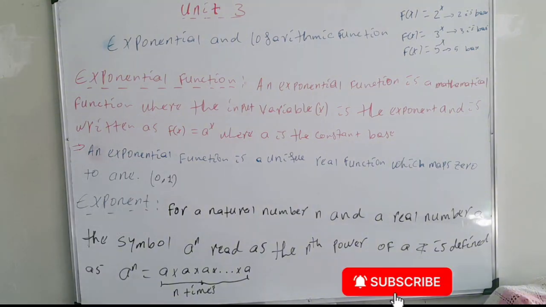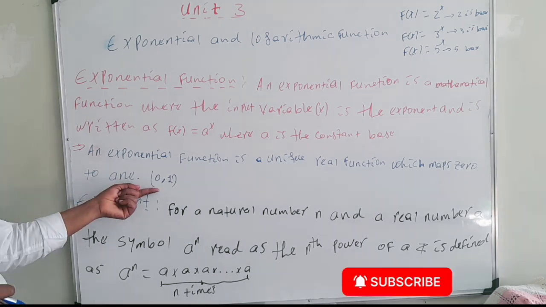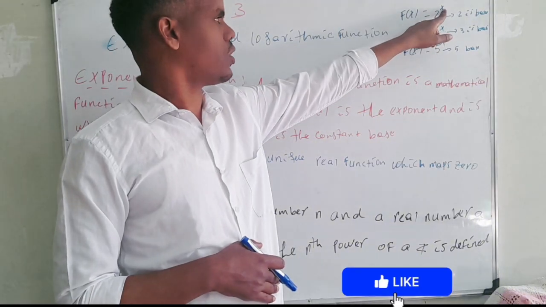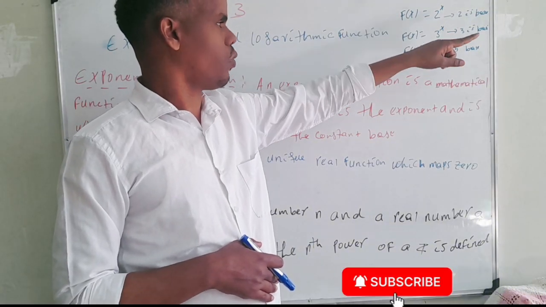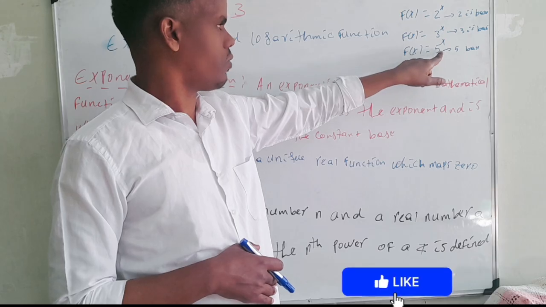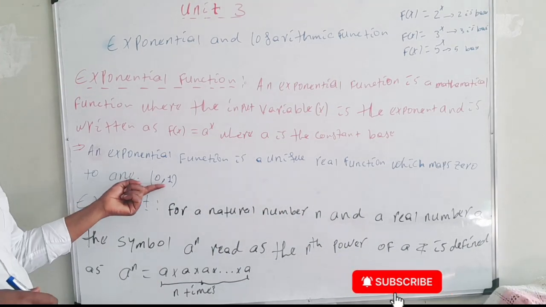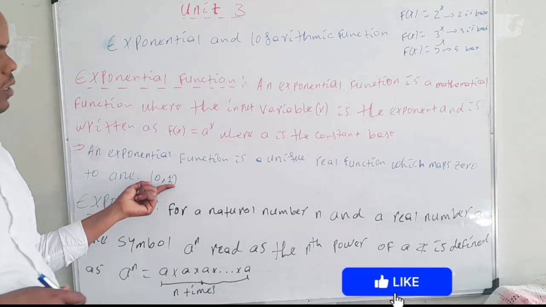For an exponential function, when x is 0, 2 to the power of 0 is 1, 3 to the power of 0 is 1, and 5 to the power of 0 is 1. For every such function, 0 maps to 1.